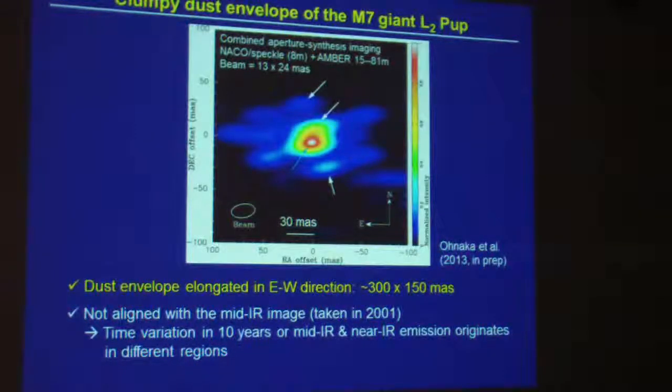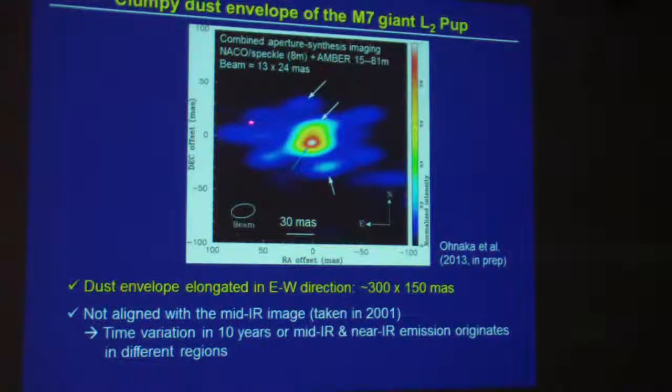So this is the combined aperture synthesis image using Ohnaka speckle data and the AMBER data. The image looks elongated or distorted because the beam is elongated like this. But we can recognize a few dusty clumpy structures. This one and this one, and there is something here. I will talk about this later. And then this very bright thing here, I think this is also a dust cloud in front of the star.